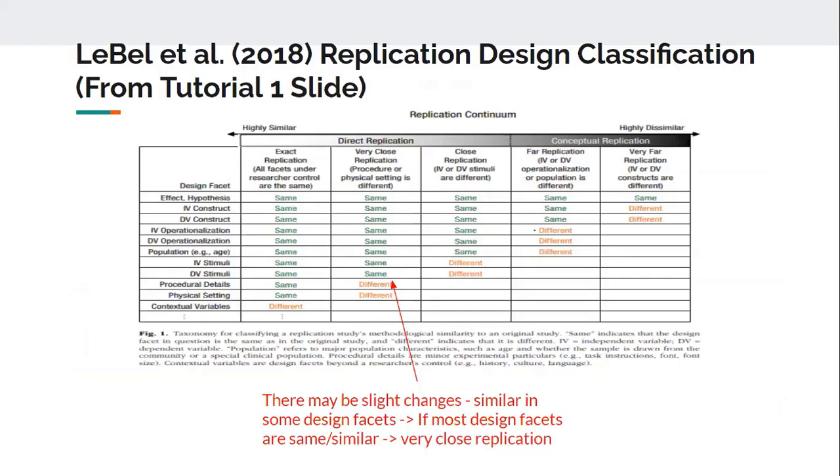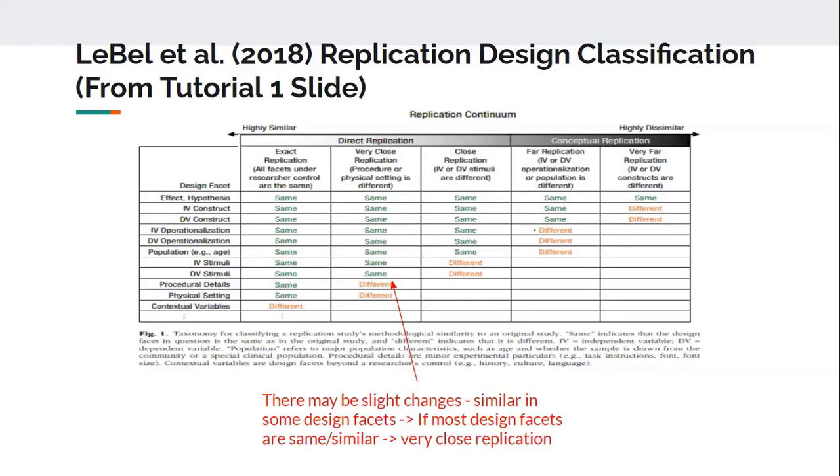So I actually showed this slide already in tutorial 1. This is LeBel et al. 2018, replication design closeness classification table. For your projects, some design phases may not be exactly the same, with slight changes. If most of the phases are similar, with physical setting and context being different, you still classify that as a very close replication.